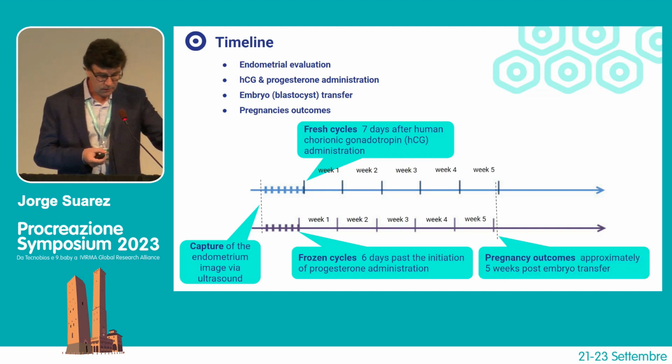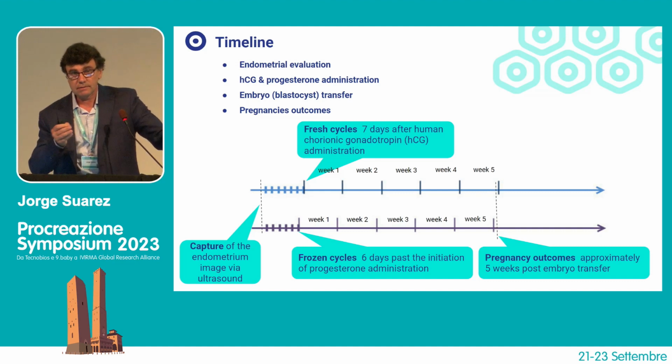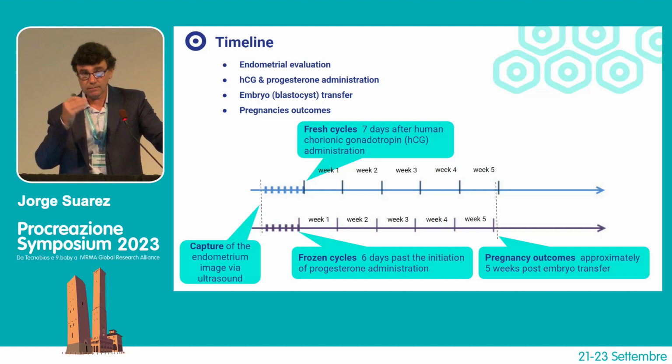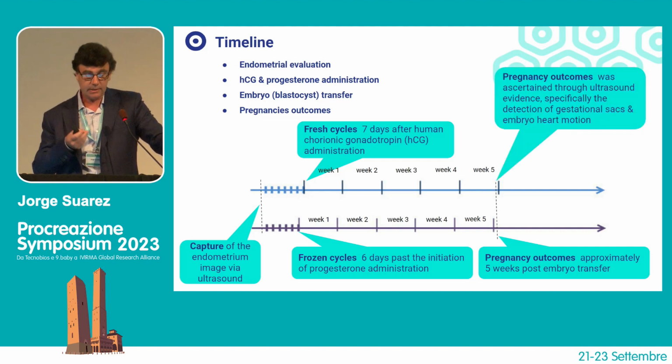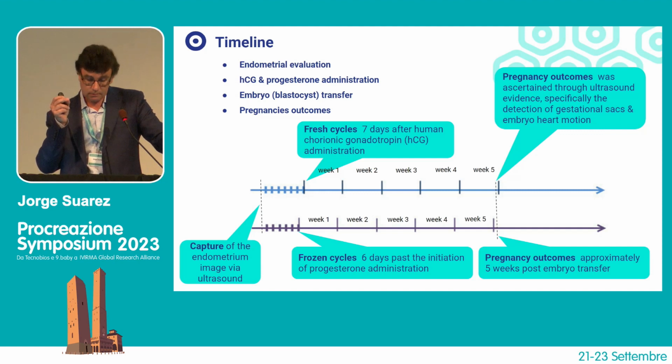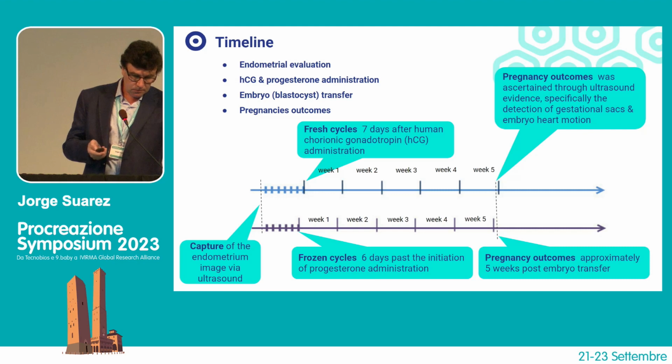So the last one is the pregnancy outcome. It's approximately 5 weeks for both cycles, yes? And the pregnancy outcome was ascertained through ultrasound evidence when we identify gestational sacs or embryo head motion, okay?